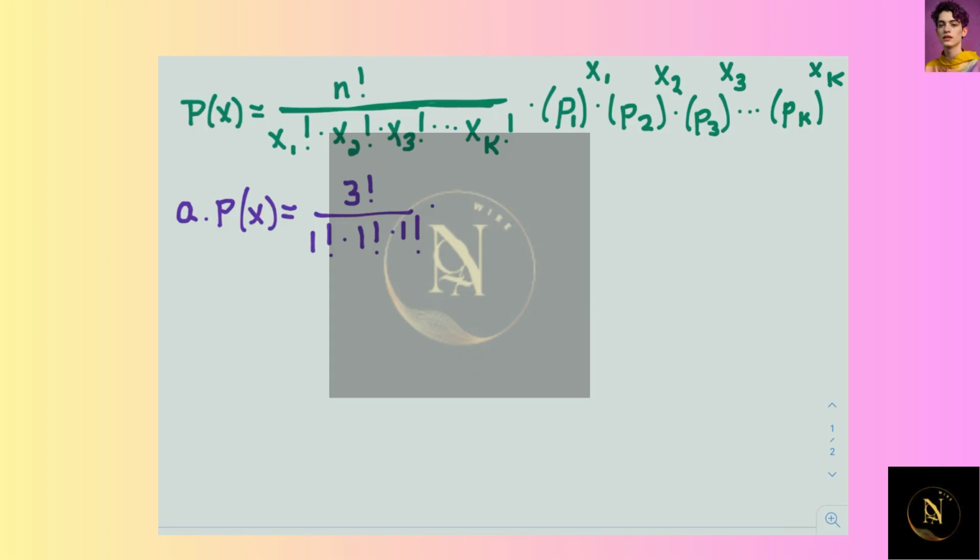So p sub 1 is 0.5, we raise it to the x sub 1 power. p sub 2 is 0.3, and we'd raise it to the x sub 2 power. And p sub 3 is 0.2, and we would raise it to the x sub 3 power. And if you calculate that using your calculator, you will get a value of 0.18 for the probability.